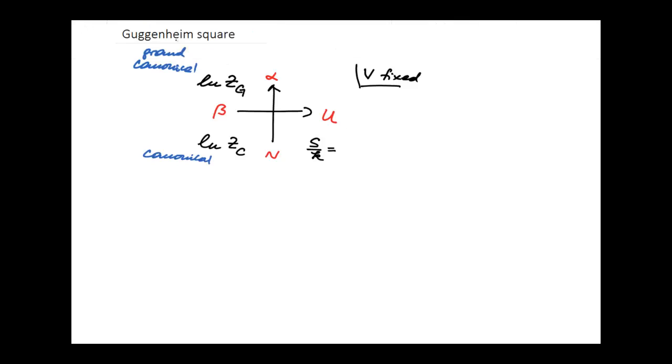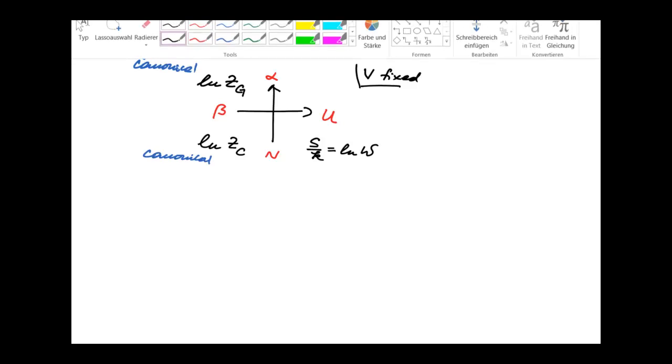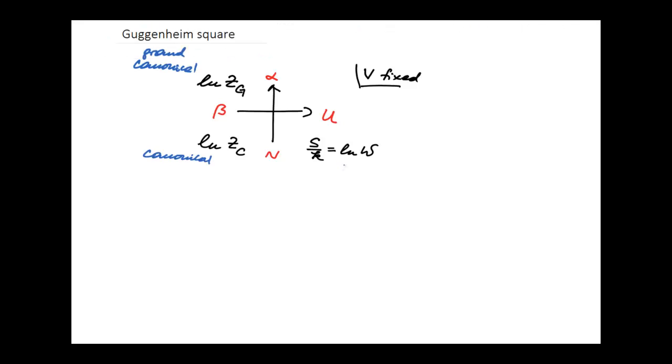When we call this number of allowed microstates capital W, then we find that the entropy over K is nothing but the log of this W. And you can view this W as the microcanonical partition function. So in fact, this lower right corner here corresponds in this sense to the microcanonical ensemble.